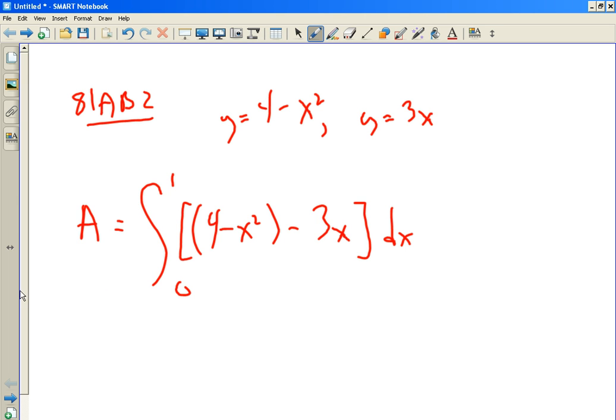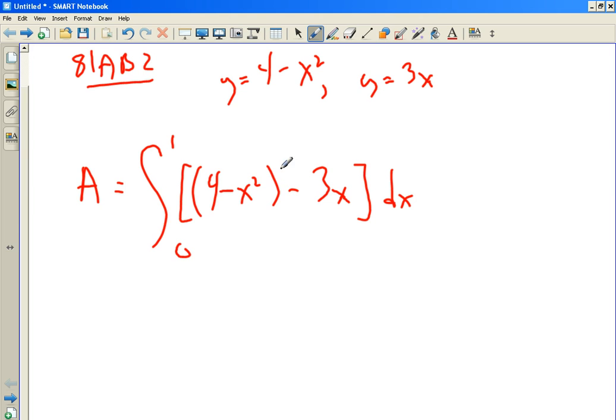Okay, so let's work this out. This isn't that terrible, is it? I guess you don't have to write this in standard form, and there's no combining like terms or anything, so just integrate. What do you get? The integral of 4 dx is usually what? 4x. The integral of negative x squared dx is negative x cubed over 3. And the integral of negative 3x will be negative 3x squared over 2.